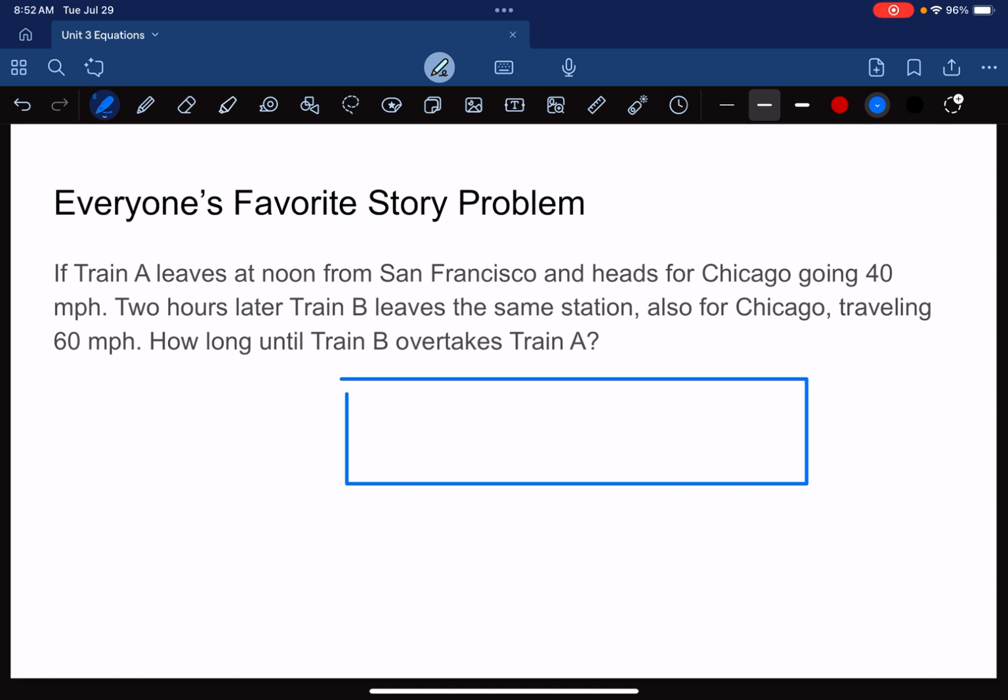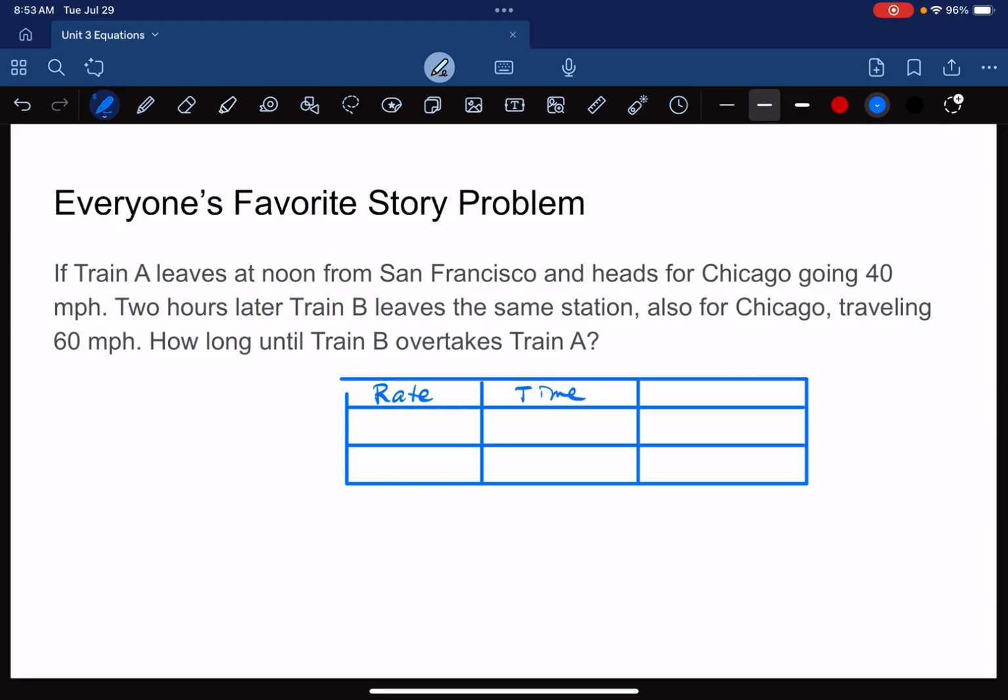Okay, that's pretty close. So this is what we call a distance, rate, and time problem. I'm going to separate this into a table. What I know is rate, which is how fast you're going, in this case 40 miles per hour, times time. So big multiplication sign here. This is a times sign. Equals distance.